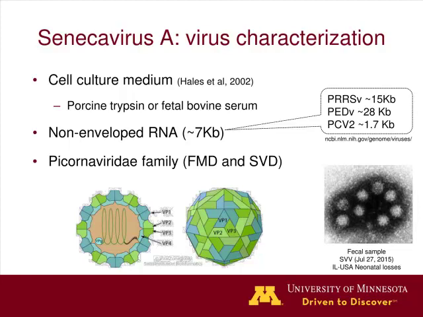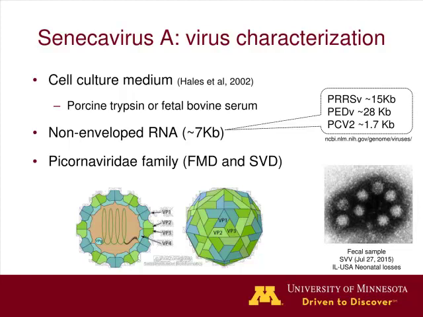And in 2002, it was from a contaminated cell culture medium, and in the investigation and the paper, they were not really sure where it came from, and they speculated porcine trypsin or fetal bovine serum. The virus by itself is smaller than PRRS and PED that we are used to working with. Just as a comparison, it has about 7K, and PRRS and PED are a lot larger than that, and PCV2, on the other hand, is smaller. So just to give you a reference on what type of virus we are dealing with.